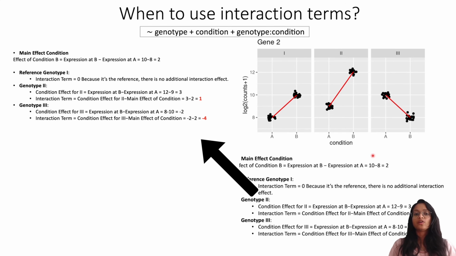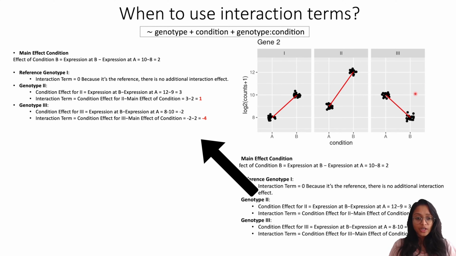So let us also calculate interaction terms for this case. Here the main effect for condition B is going to be the average expression at B minus the average expression at A, so the main effect of condition is going to be 2. The interaction term is going to be 0 for the reference because there is no additional interaction. However, the condition effect for genotype 2 is going to be the expression at B minus the expression at A, which is 12 minus 9, which is 3. And the interaction term is going to be the condition effect, that is 3, minus the main effect, that is 2. So the interaction term here is going to be 1.